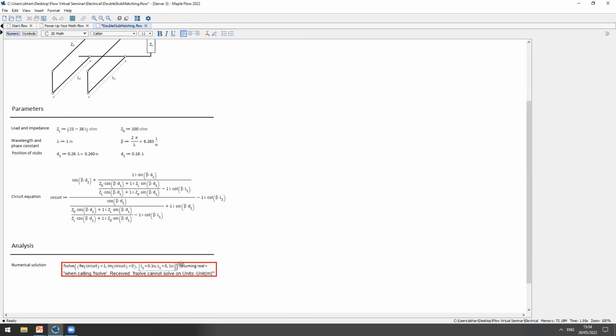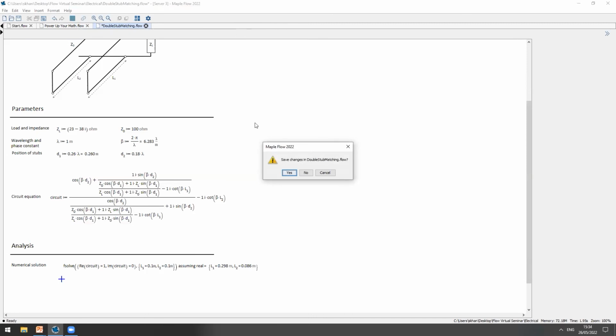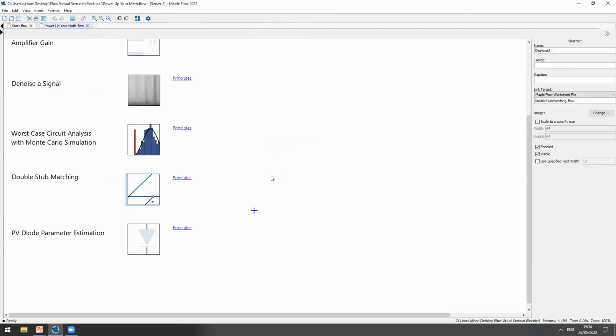I made a mistake, you'll bear with me. Oh yes, there's a comma there, not a decimal point. There. And now we have realistic values of L1 and L2. So we could extract the values of L1 and L2 and use them downstream in our analysis, but let's just move on to our final application.